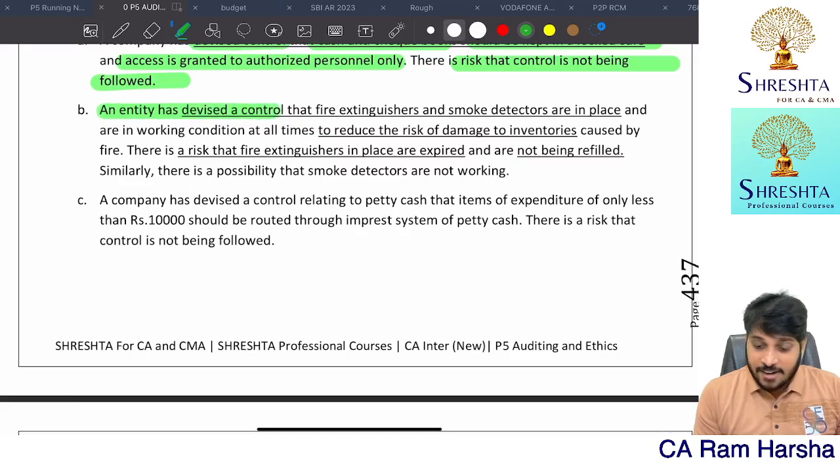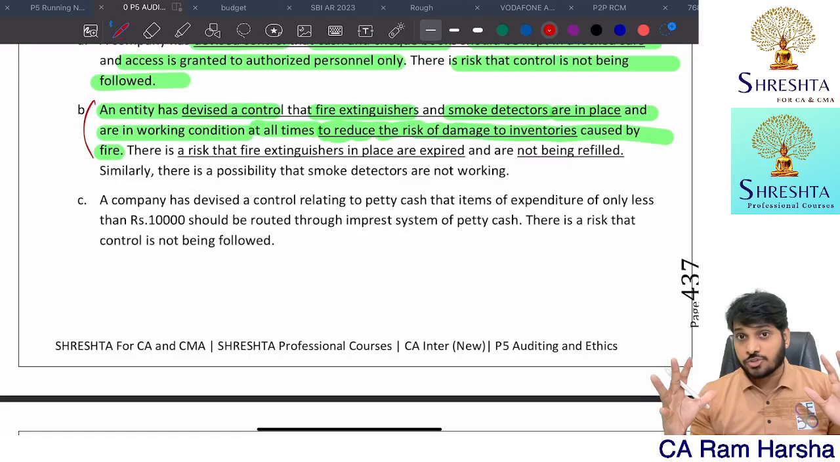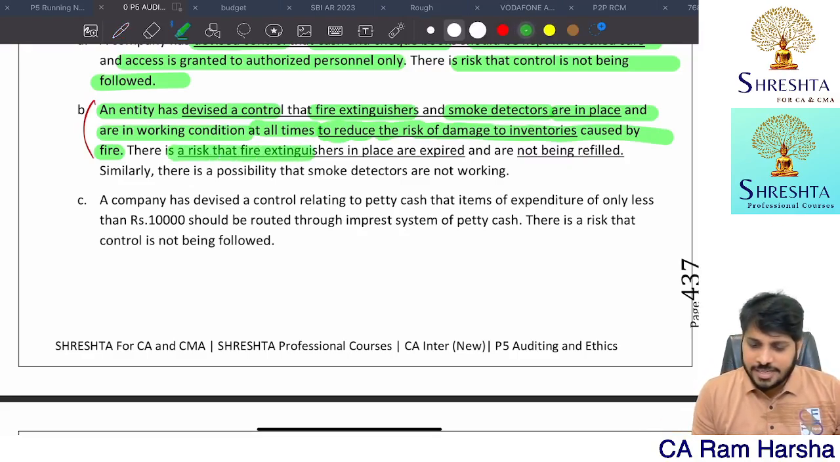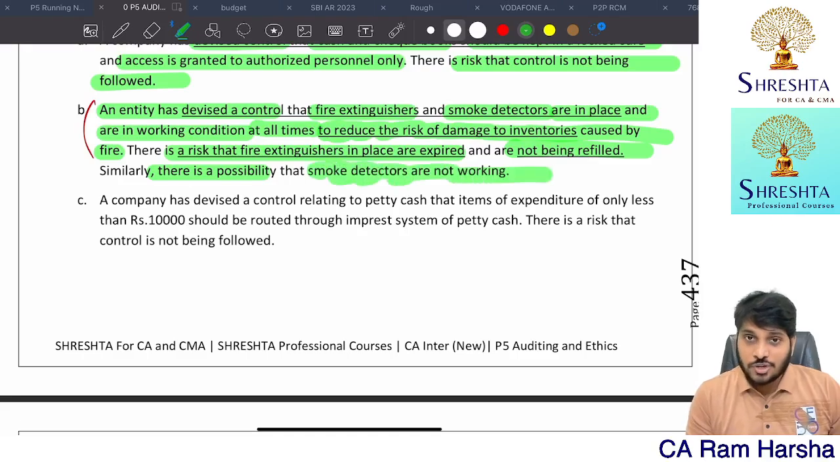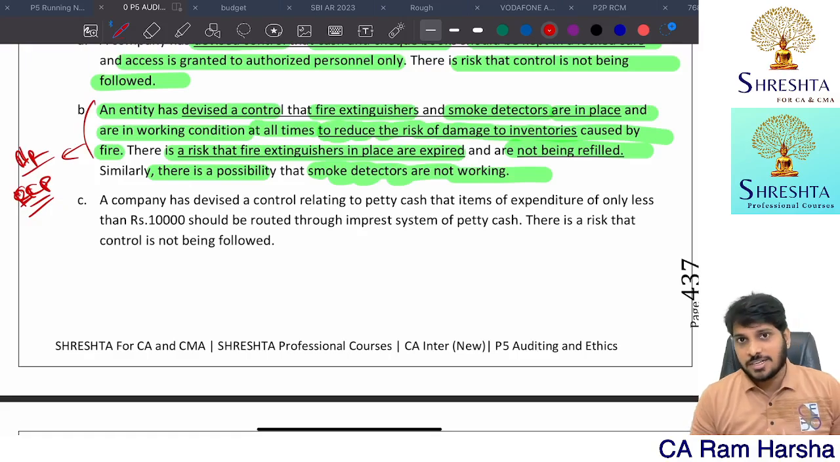And an entity has devised a control that fire extinguishers and smoke detectors are in place and in working condition at all times to reduce the risk of damage to inventories caused by fire. In the godown, fire extinguishers and fire controls, all those dynamic fire systems should be there. Immediately when smoke is detected, the fire system should trigger. There is a risk that fire extinguishers are expired or not being refilled. Similarly, there is a possibility that smoke detectors are not working. This is a risk of control. What is this because of? This is actually a business risk, BCP related risk, business continuity planning related risks.